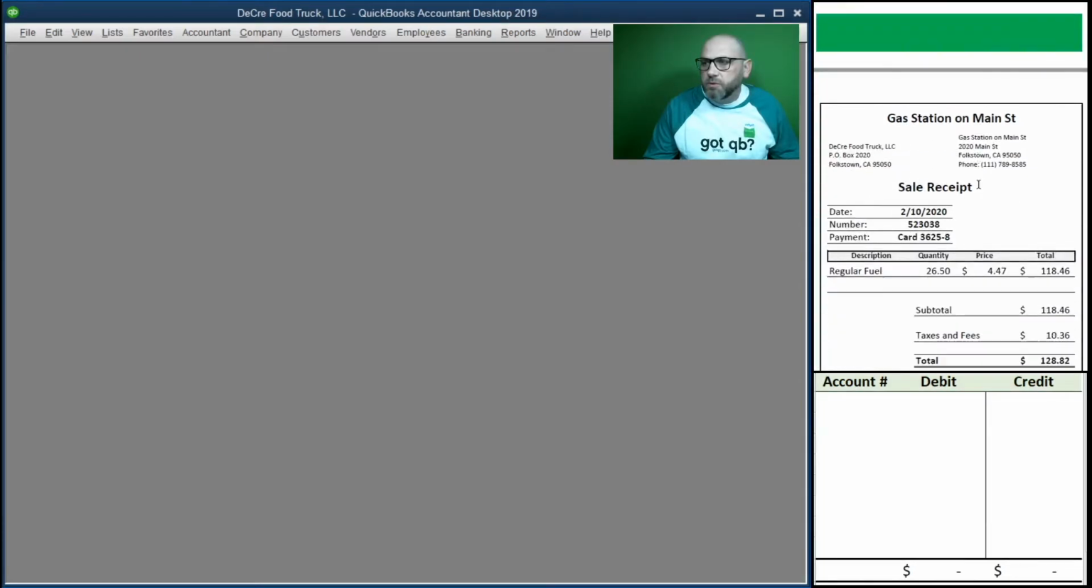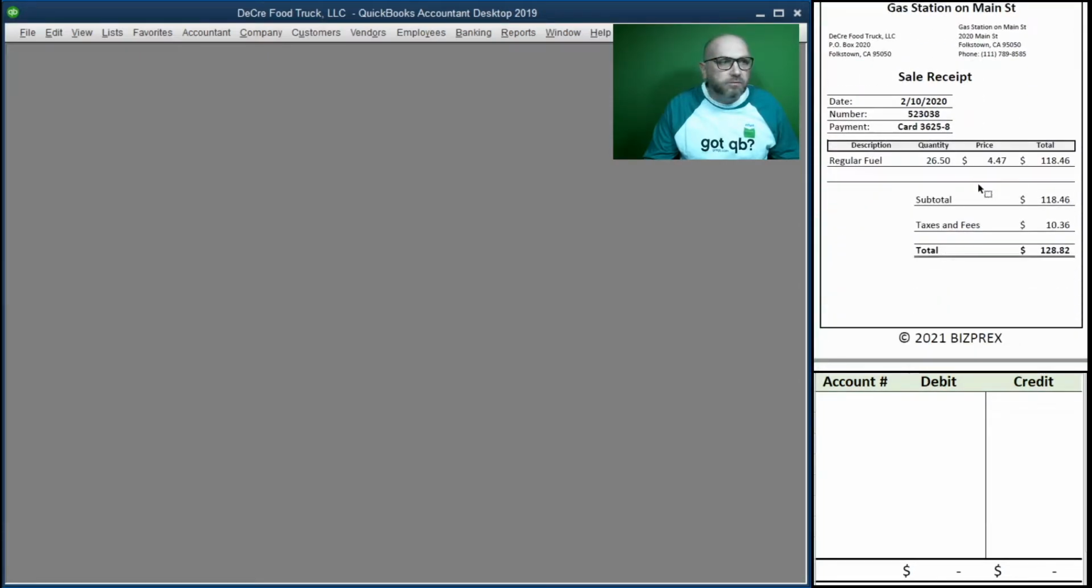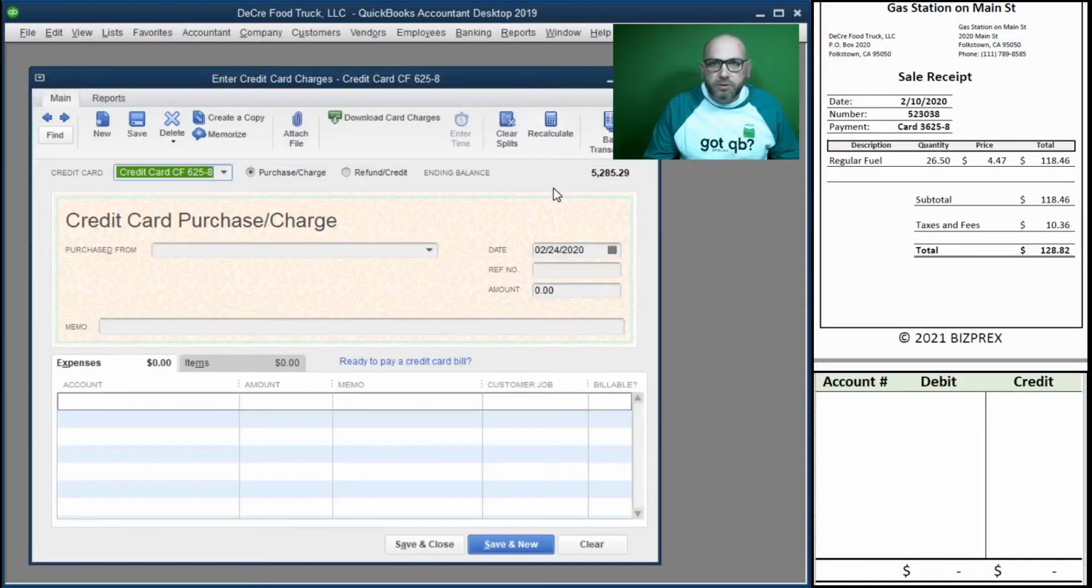Now we're going to book receipts. All of these receipts are for our credit card. We know that because of this credit card number right here. So we're going to go and enter credit card charges. Again, this is pretty straightforward, right? We're going to continue using the transaction number in our memo fields. And this is our truck expense for fuel.